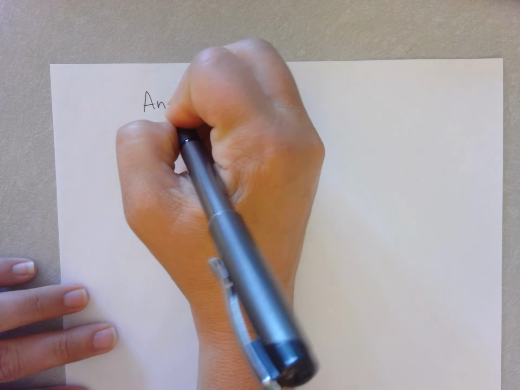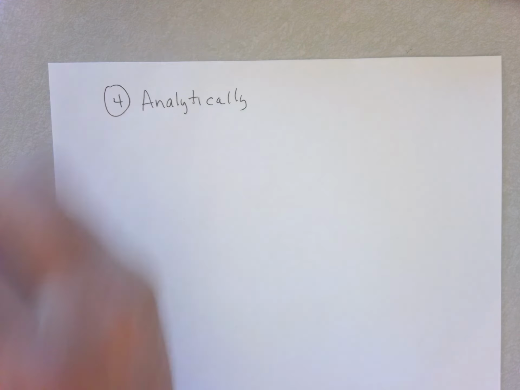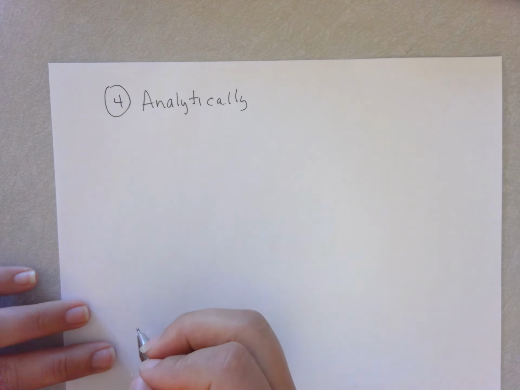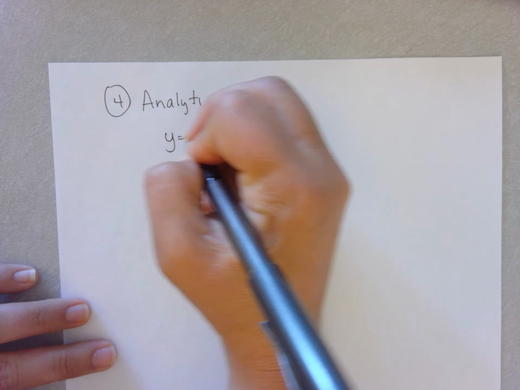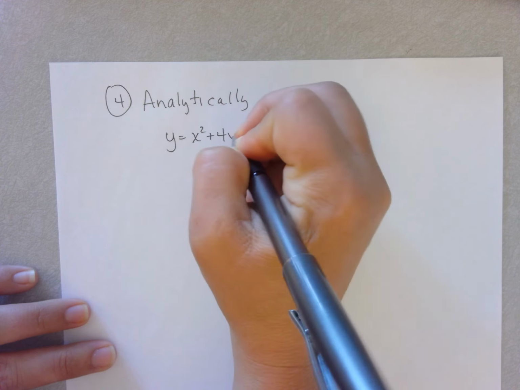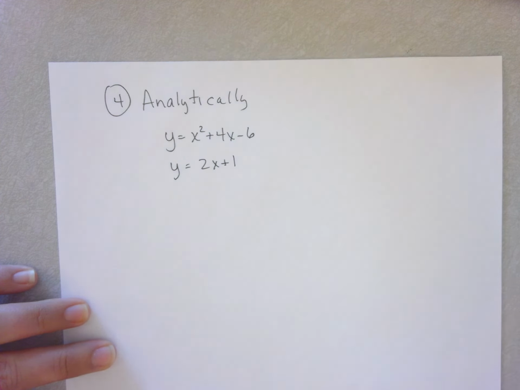Okay, and then the last way that we can represent functions is with an equation. We say analytically. That's number 4. So it's as an equation in two variables. For instance, y equals x squared plus 4x minus 6, or y equals 2x plus 1. These are both examples of a function.